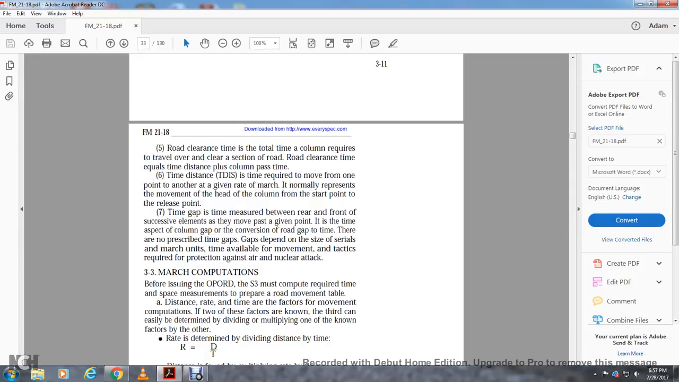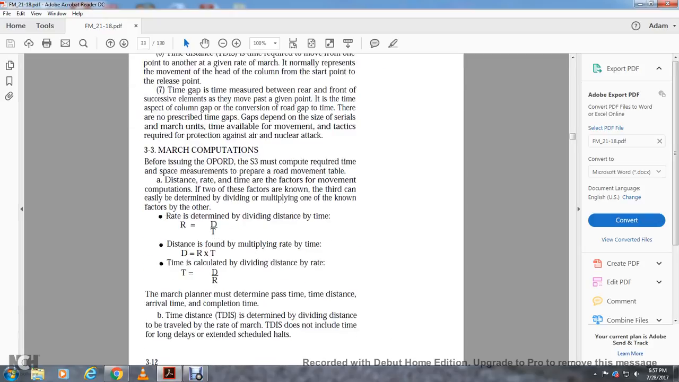Time gap is measured between the rear and the front of successive elements, which must move past a given point. This aspect of the column gap is converted to road gap time. Therefore, it is noted that time gap is prescribed. The gap depends on the size of the serials marching, the time available for the movement, and the tactics required for protection against air and nuclear attack.